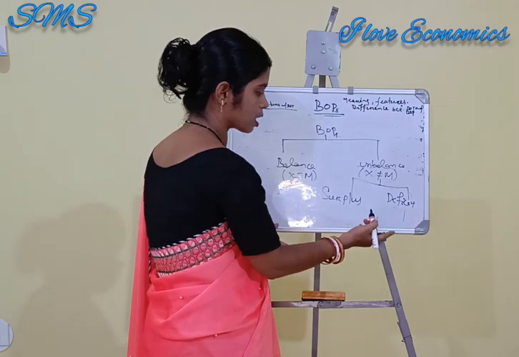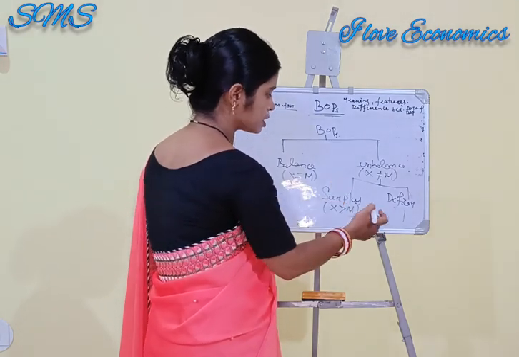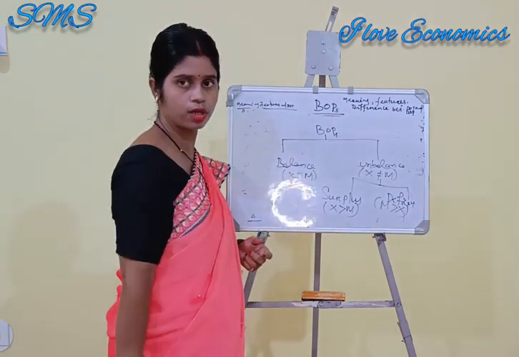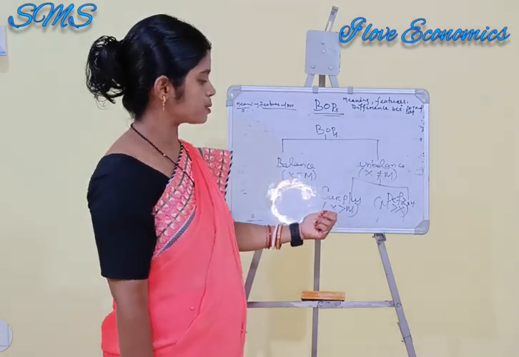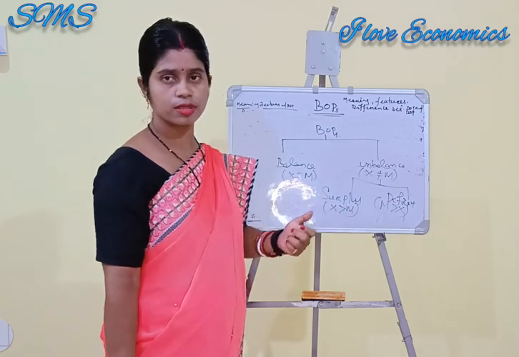So surplus occurs when export is greater than import. Deficit occurs when import is greater than exports. It is easy to understand with the help of a diagram, that's why I am showing this diagram. Surplus means export is greater than import, and deficit means when import is greater than exports.